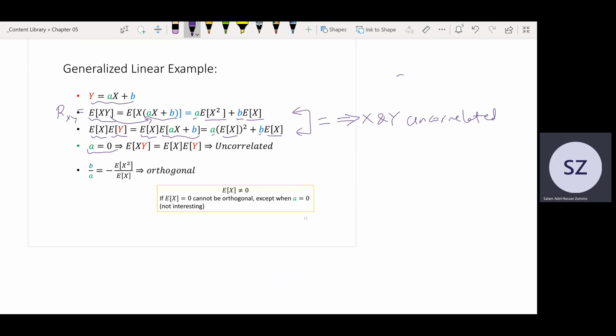They have no relationship with each other. If x and y are uncorrelated, a must be 0, which means that y is not a function. Y is a constant in this case, equal to 0. If a is not 0, it means that y is a function of x, and hence it cannot be uncorrelated. Is that clear, guys? Please go ahead.